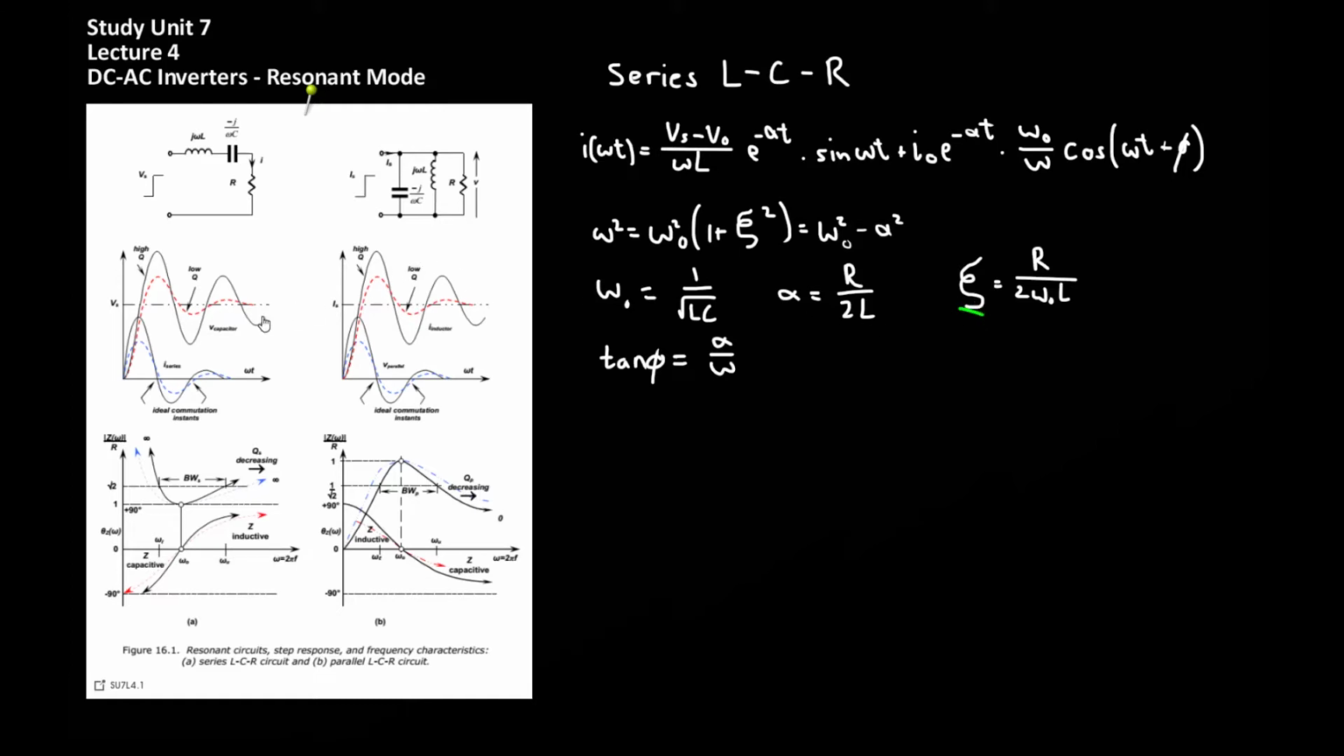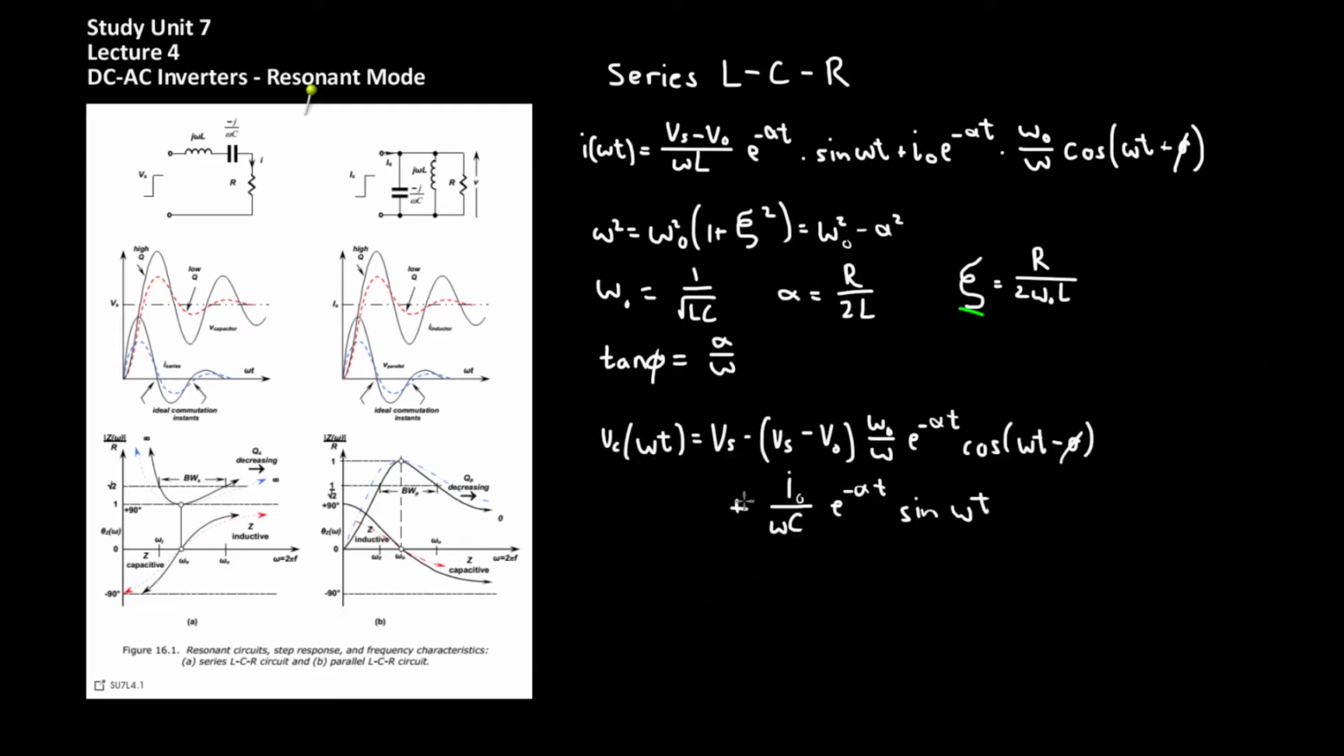This damping factor determines how erratically or how long the network rings when a step function is introduced to the input. In other words, zeta determines how long these oscillations will occur at the output before the output stabilizes. The voltage across the capacitor is given by this equation. This is important because the capacitor voltage determines how much energy is retained in this series network.